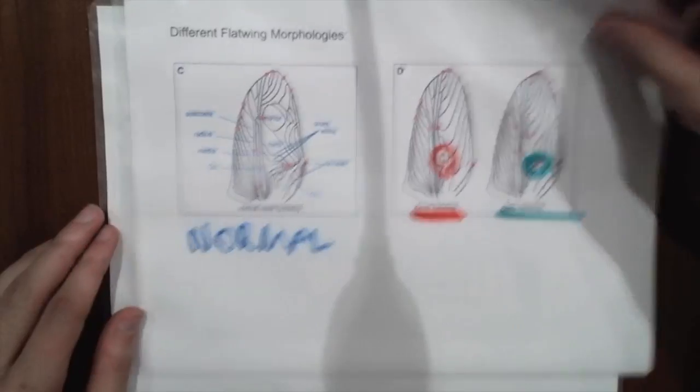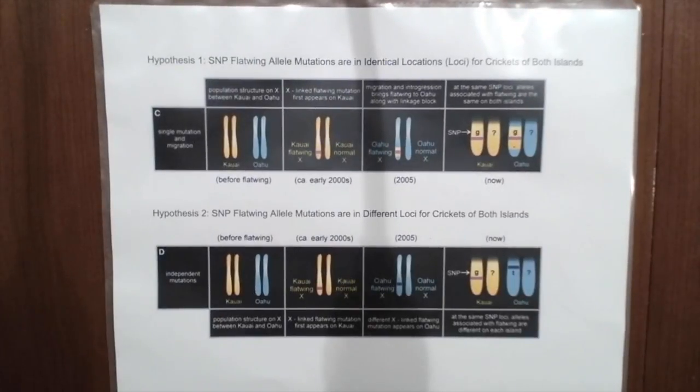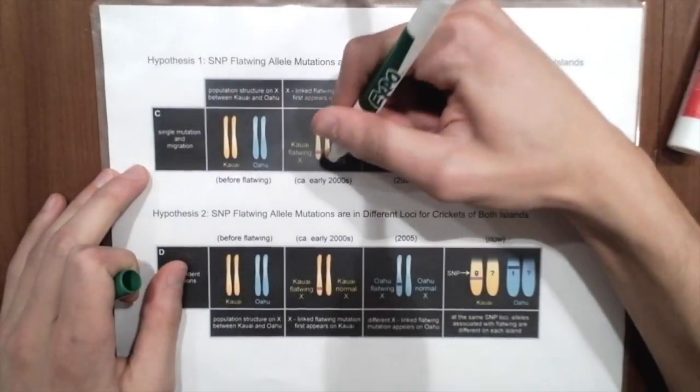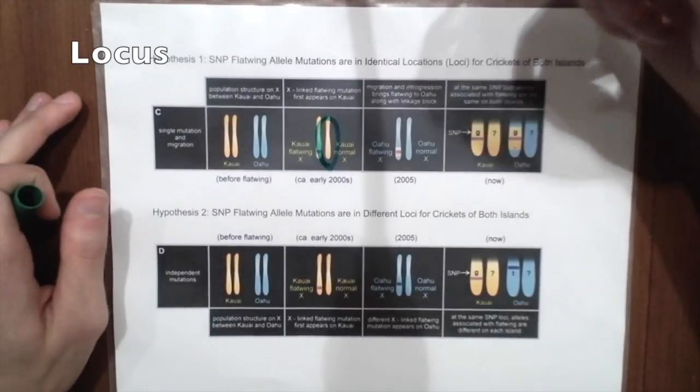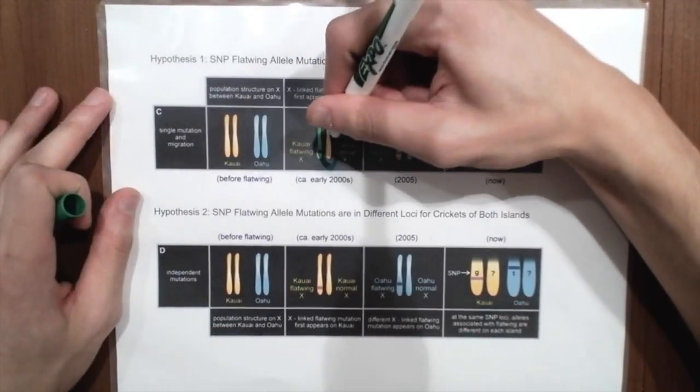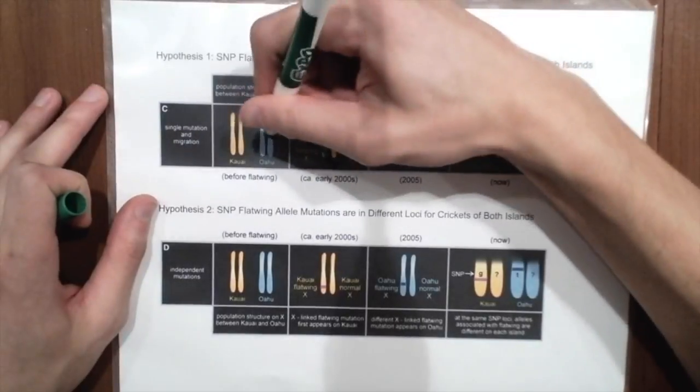So let's actually move to a different diagram. Yeah, so a locus in an allele. So this is an allele right here. A locus, plural is loci, is a position on that allele. So this could be a locus. This could be a locus.